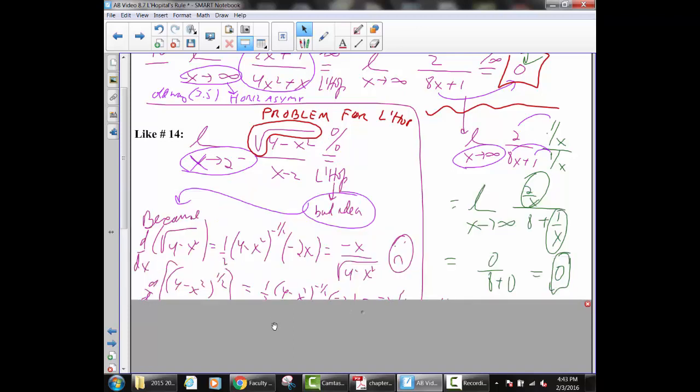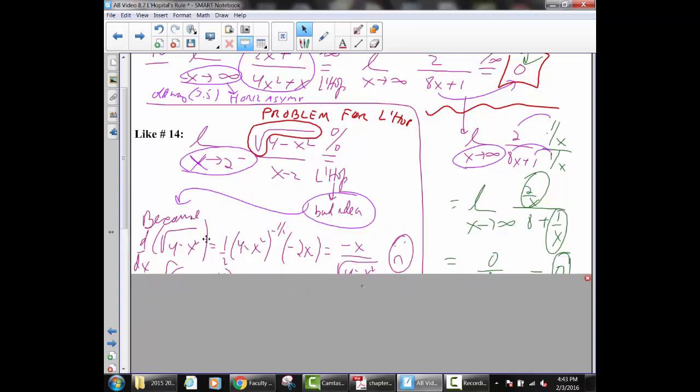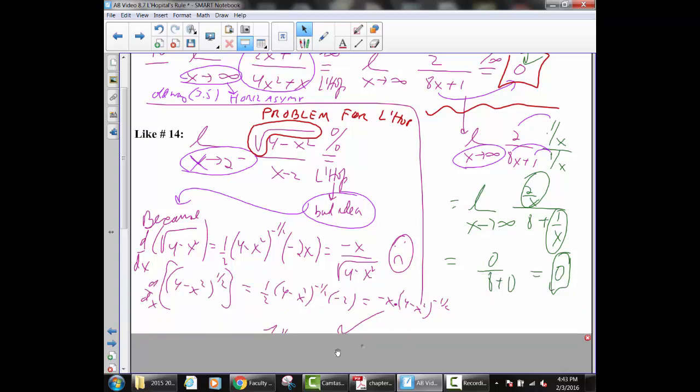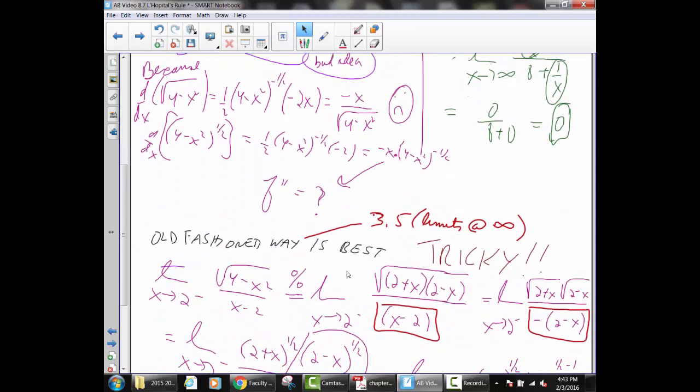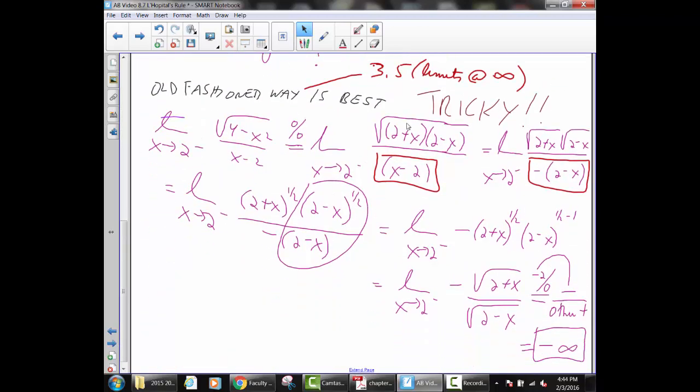Replace x by 2, I get 0 over 0. Now, you would think that you could do L'Hopital's, but you really don't want to do L'Hopital's, okay? Just the derivative of the numerator itself alone has all this stuff going on in it. It's really not something that you want to do. So the best way to do this is the old-fashioned way, which is to factor the 4 minus x squared and get 2 plus x times 2 minus x.